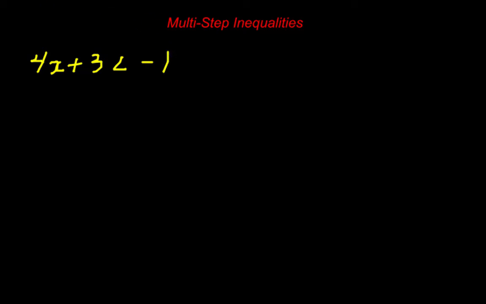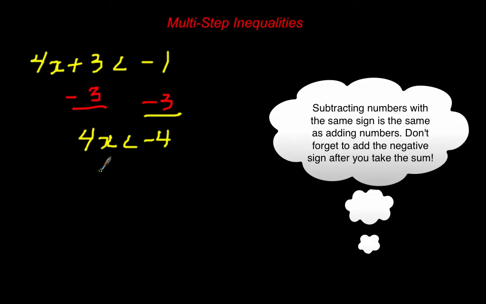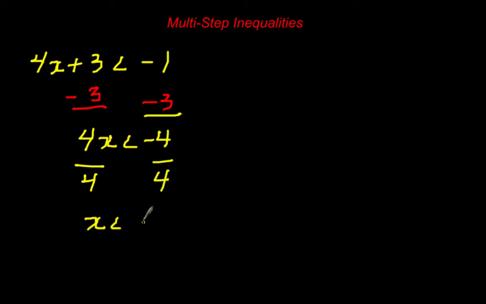What's really nice about inequalities is the properties of equality that we use, subtraction, division, multiplication, addition, are going to apply here. So we can go ahead and subtract 3 from both sides, and we're just going to be left with 4x is less than negative 4, excuse me, after I add those together. Now, I just divide each side by 4, and I'm left with x is less than negative 1.